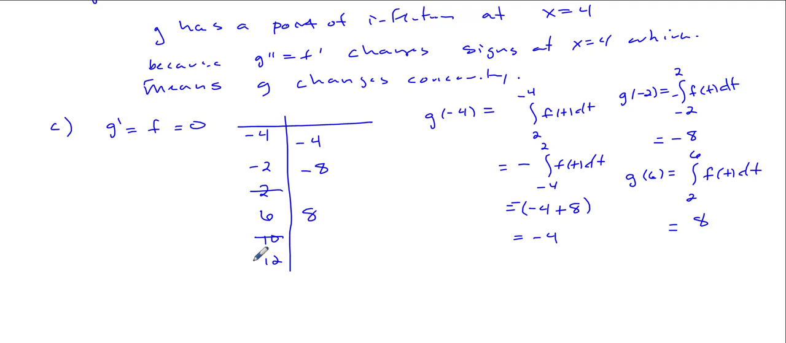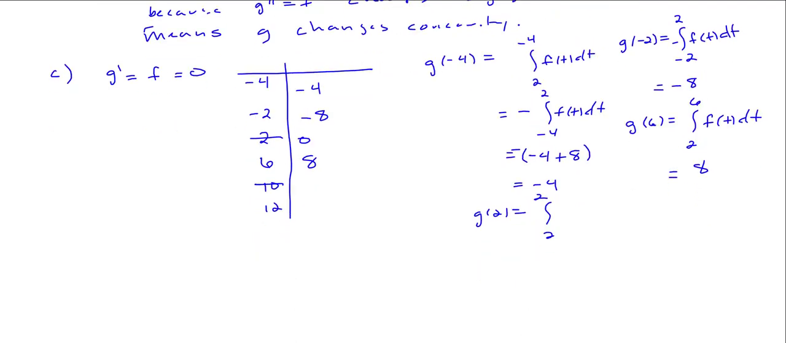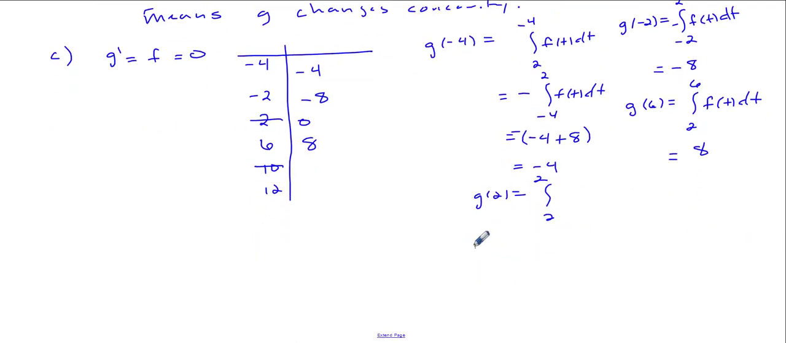Fun fact, kids, what is the area under the curve at x equals 2? What is G of 2, I should say? Zero. Yeah, 0. Right? So we could figure out if we needed to. G of 12 then.